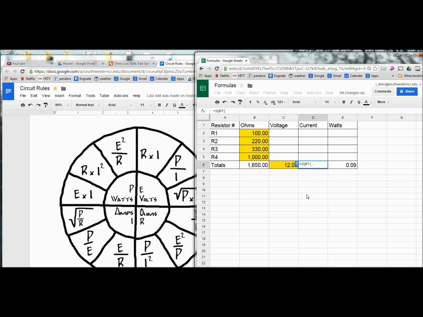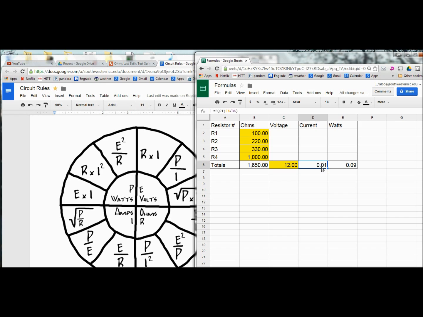So I want the square root of what operation? It is now in parentheses for me, and I would like to take power divided by resistance. So whatever my wattage is, whatever's in this cell, divided by my resistance, my ohms, whatever's in this cell, and I have to close that parentheses up. You can't leave that open, so I will close that up and hit enter. And that should be the total current in this circuit.